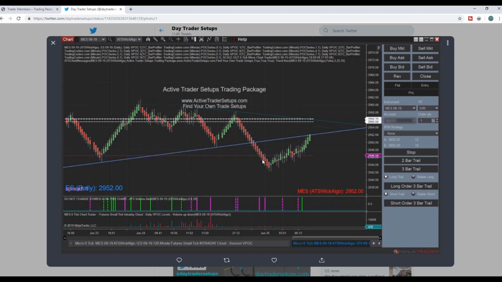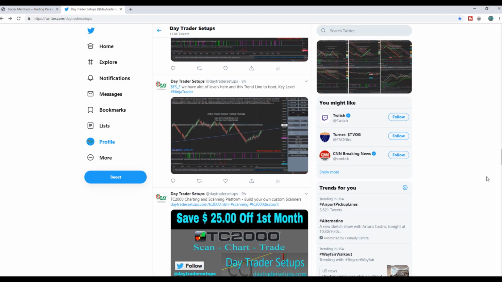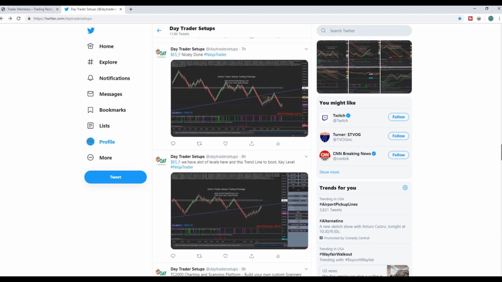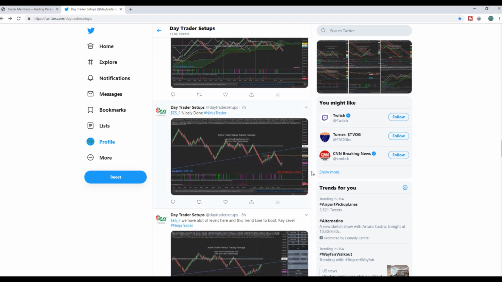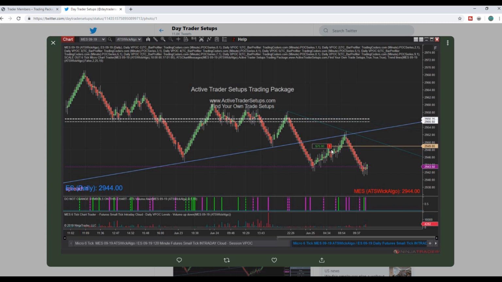The ES. This is all this, that was last night, and then this was all through the night, chopping around, and this morning it ran up right before the bell at 9:30 regular trading hours right here, rejected right off that trend line for another great setup for an ES trade. And this was, we actually just did a micro on this when it rejected that line, got in, and stayed in this trade for a long time.